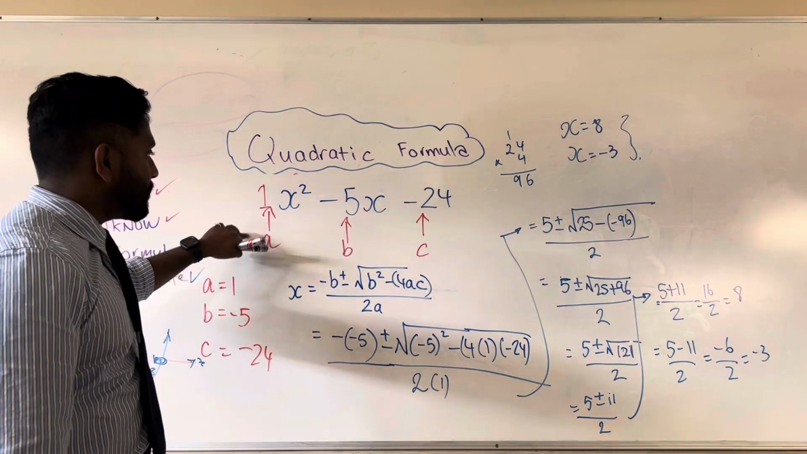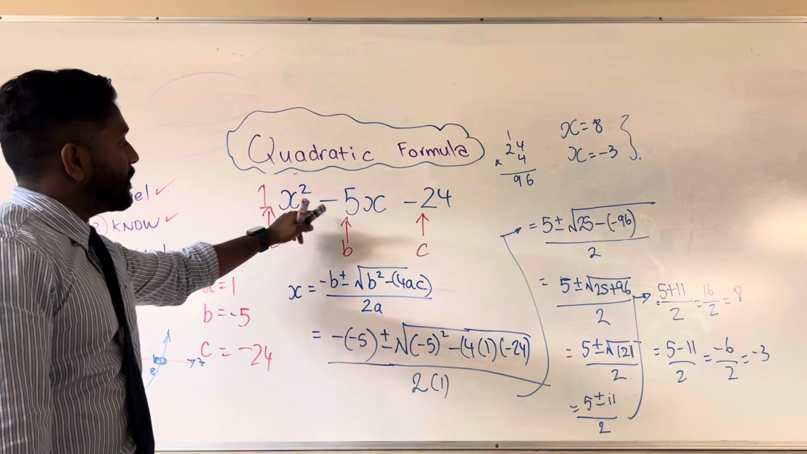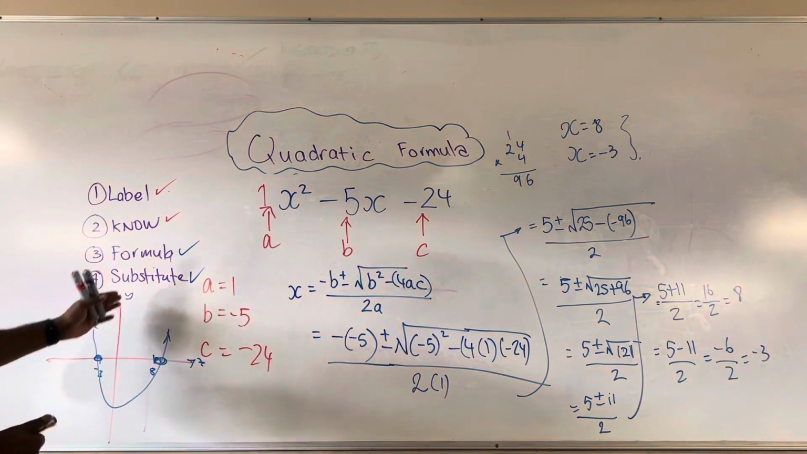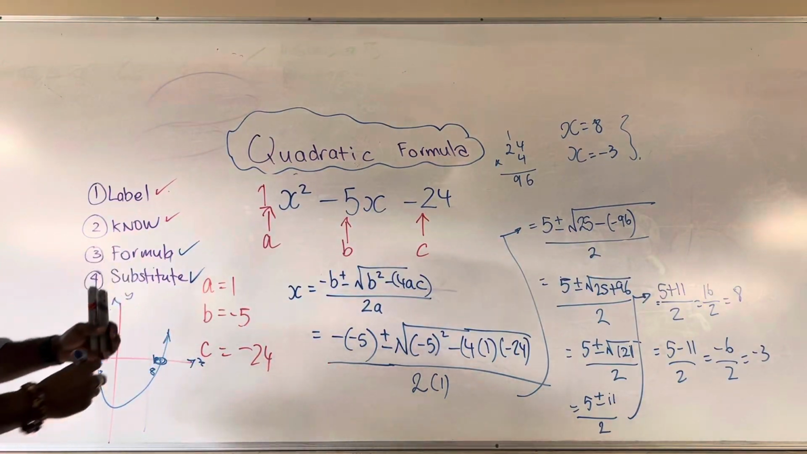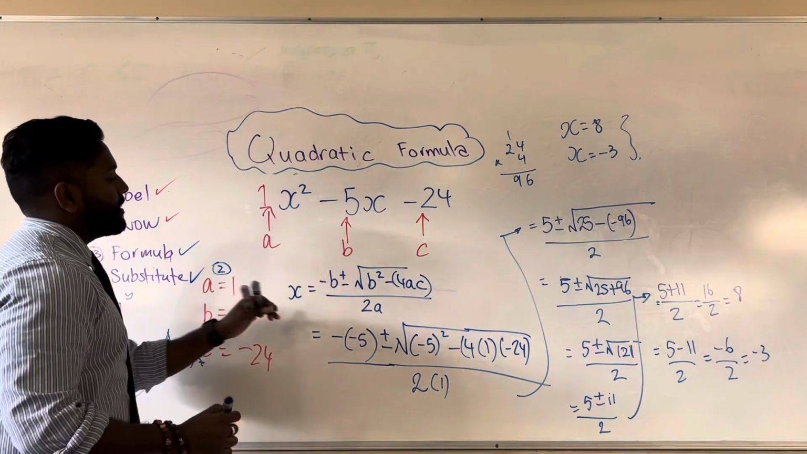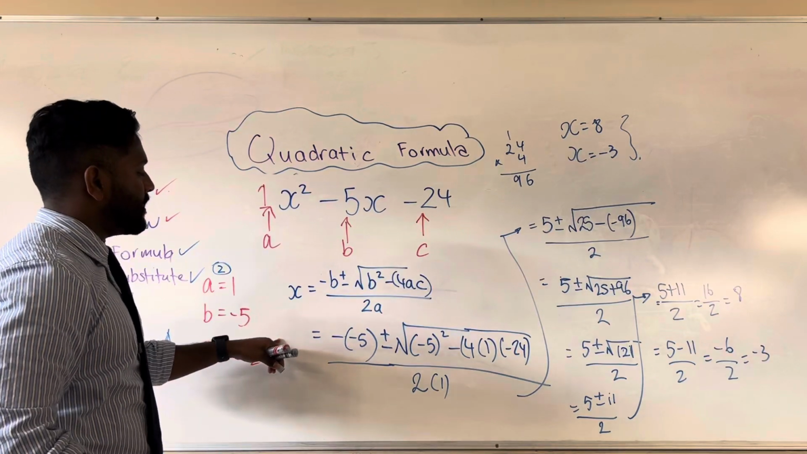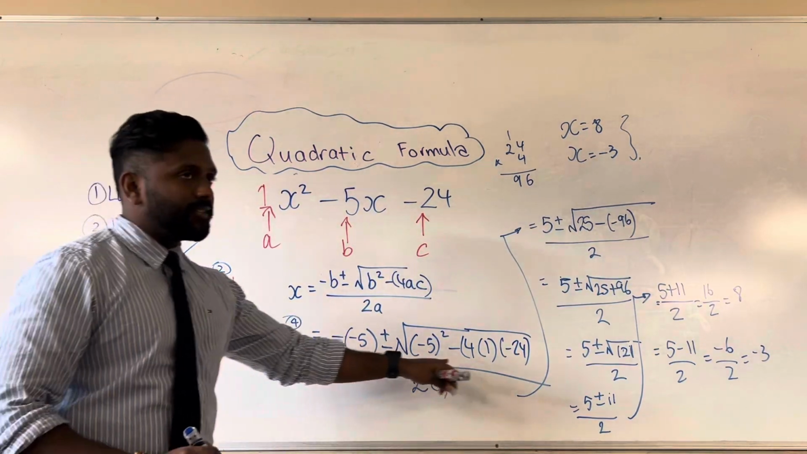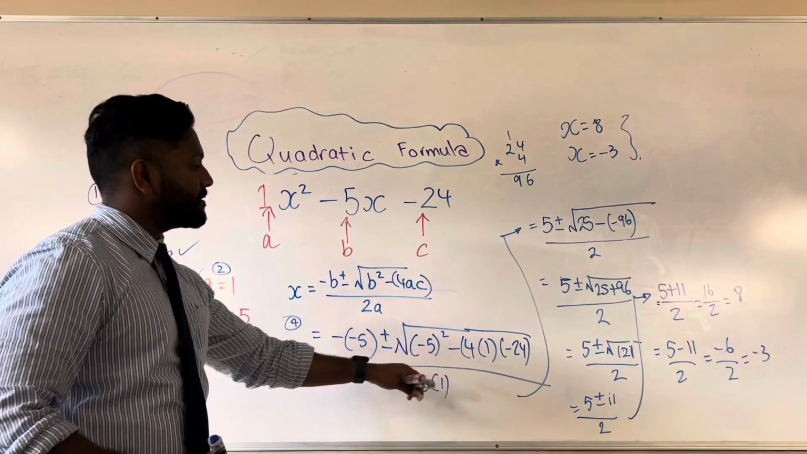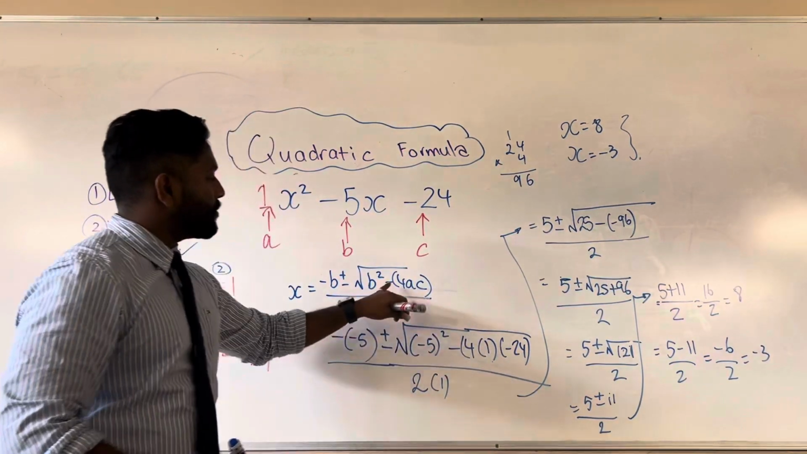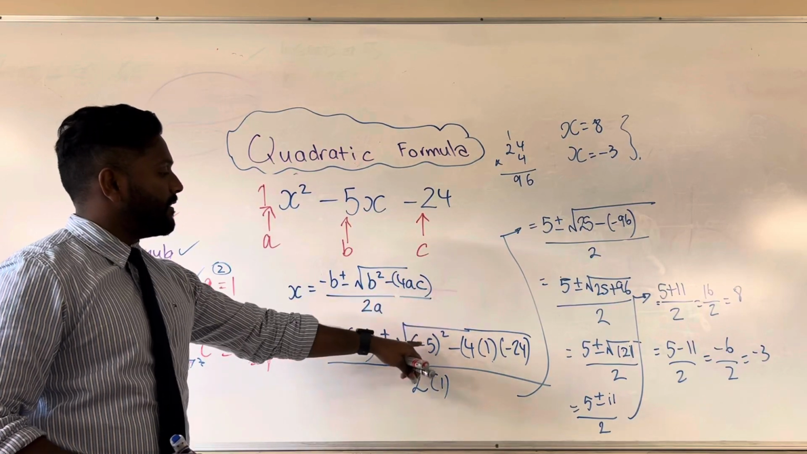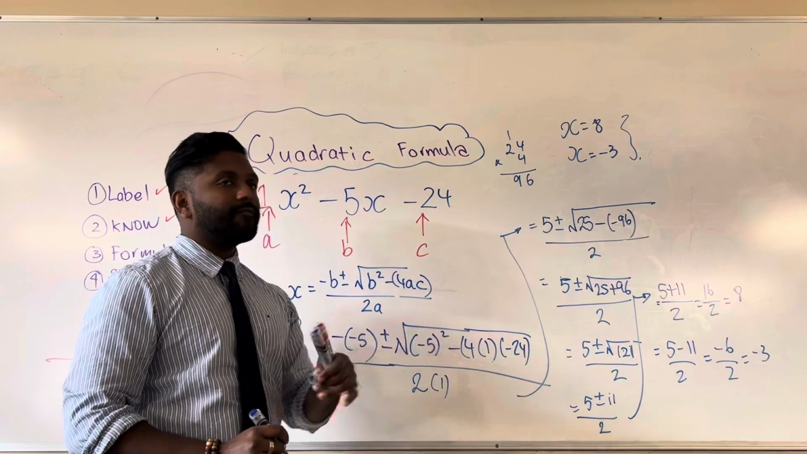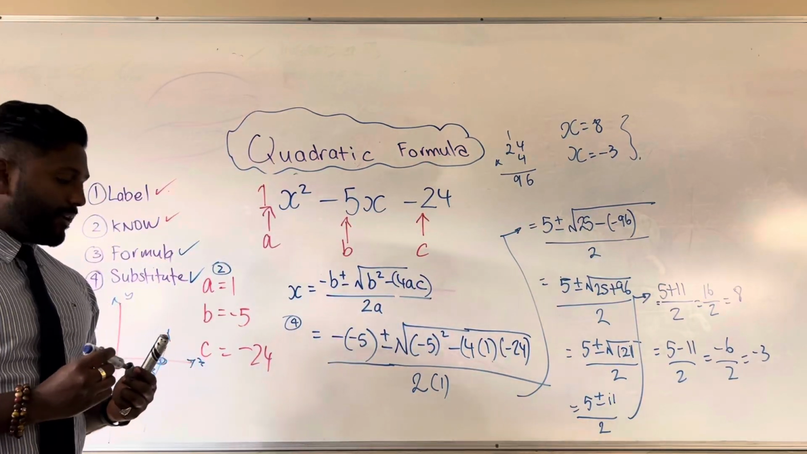Label is here, got to be careful, there's actually a 1 there. B is going to be -5, C is going to be -24. Then you're going to write down what you know. That's your second step. Third step, write down the formula. Fourth step is to substitute. And this is where people usually make mistakes when they multiply, and that's why I put brackets here to protect it. So I go here, subtract 4 times 1 times -24. You gotta be really careful there.